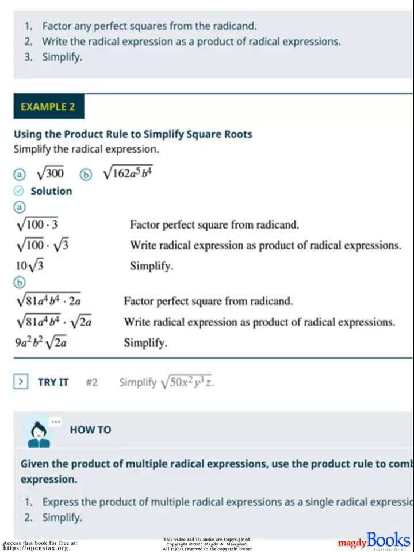B. Square root of 81 a to the power of 4, b to the power of 4, times 2a. Factor perfect square from radicand. Square root of 81 a to the power of 4, b to the power of 4, times square root of 2a. Write radical expression as product of radical expressions. 9 a squared b squared square root of 2a. Simplify. Try it number 2. Simplify the square root of 50 x squared y cubed z.